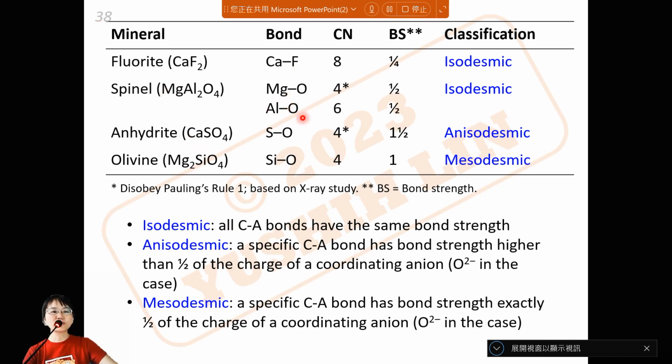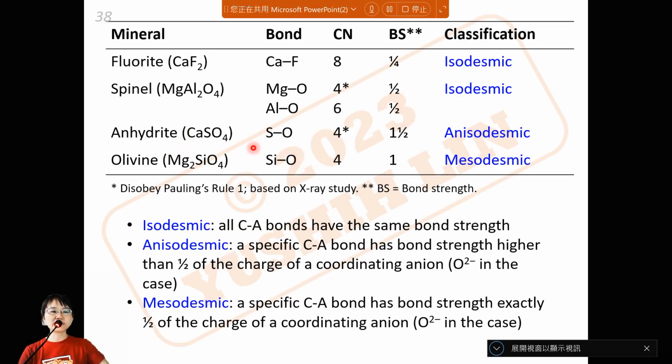But spinel has 2 types of bond. Based on the coordination number and the valence of the cation, you can calculate its bond strength. Both bond types have bond strength of 0.5. In this mineral, it's a 3-atom system, but they are isodesmic. All cation anion bonds have the same bond strength. If, for some reason, this mineral has to decompose, meaning destroy, these bonds and this bond will have the same dissociation tendency because their bond strengths are the same.